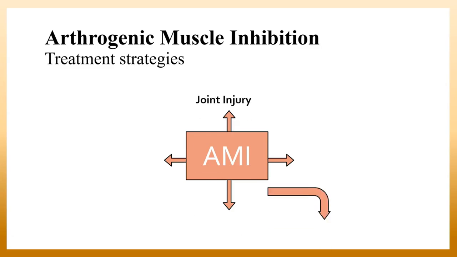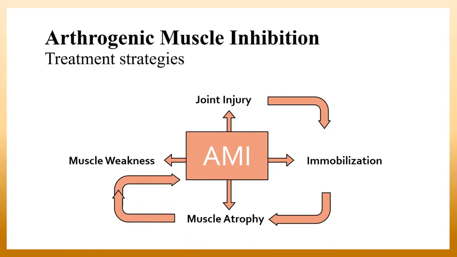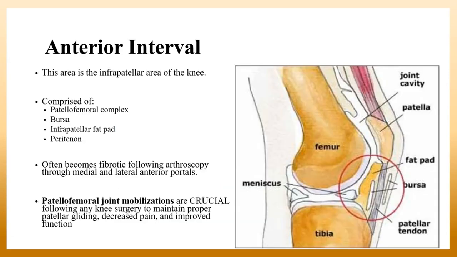So again, AMI treatment strategies: you have a joint injury, which may lead to immobilization of the joint, which then leads to muscle atrophy, which then leads to muscle weakness. And with that, you might have another injury. So we try to manage this phenomenon the best that we can. This is something you can look up more on your own as well: AMI, arthrogenic muscle inhibition. What is the anterior interval? This is the area in the front of the knee that is comprised of the patellofemoral complex, the bursa, the fat pad, and the peritoneum, and it often becomes fibrotic following arthroscopic portal placement.